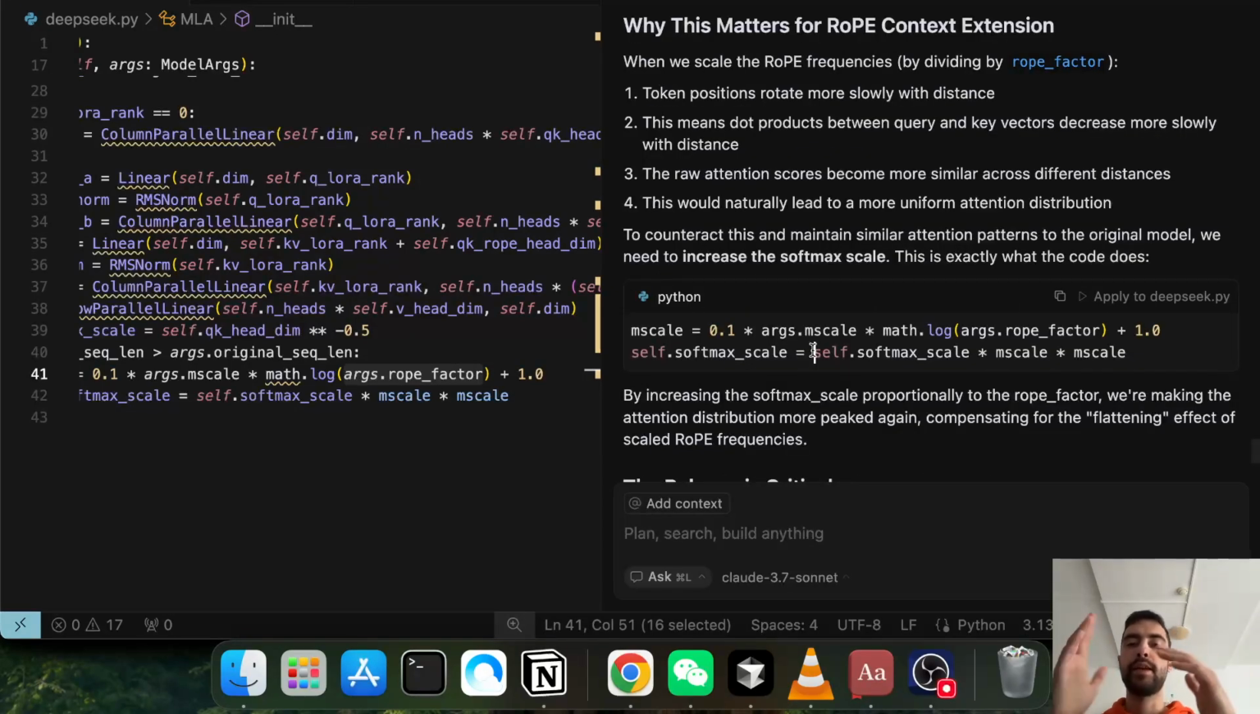So as I said, because of the slower rotation, the dot products are more similar now. So they are more uniform. We want to return them back to being less uniform and more peaky and have more valleys and stuff. So we will just apply this softmax scaling to make them less uniform now.